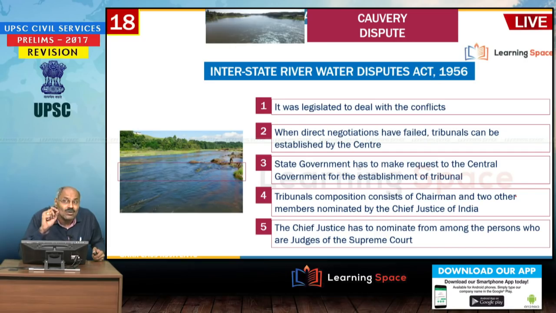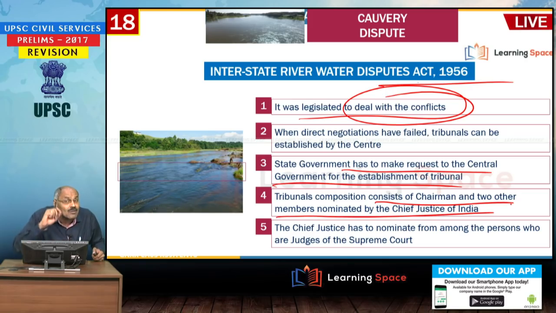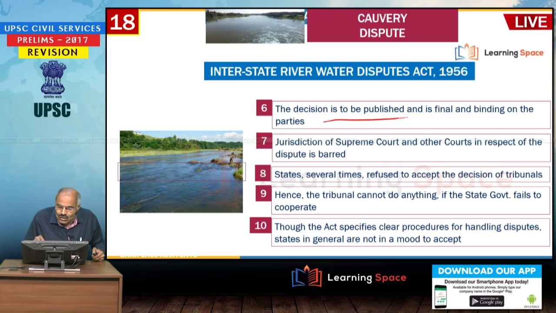Then the Interstate River Water Disputes Act 1956, in fact this was brought to deal with the conflicts. Here the state government has to make a request to the centre for the establishment of a tribunal, and the tribunal's composition consists of a chairman and 2 other members nominated by the Chief Justice. I am talking about the River Water Disputes Act 1956 because interstate rivers are the domain of the centre, and this Act came into the news several times during the year. Then that procedure I have given here, and the decision is to be published and it is final, and like that I have given various aspects here, please go through it.